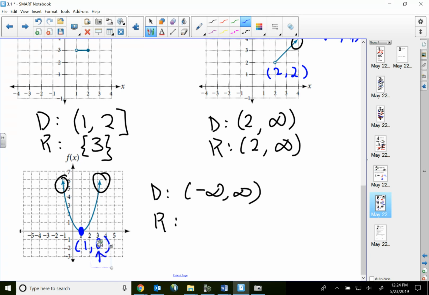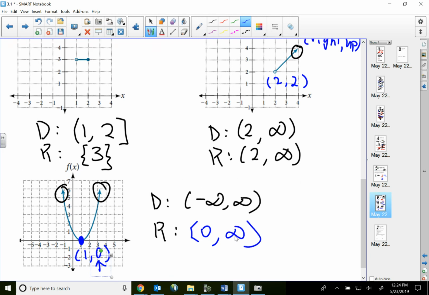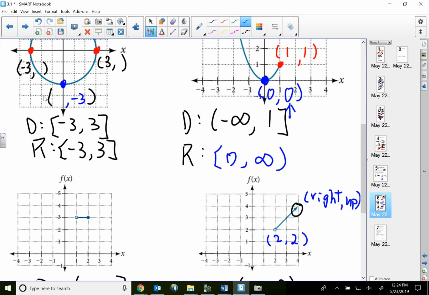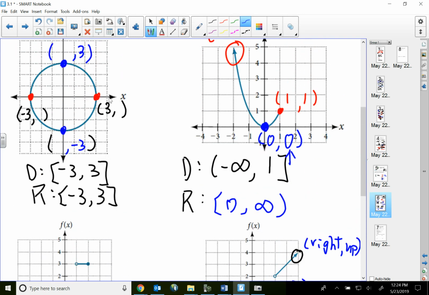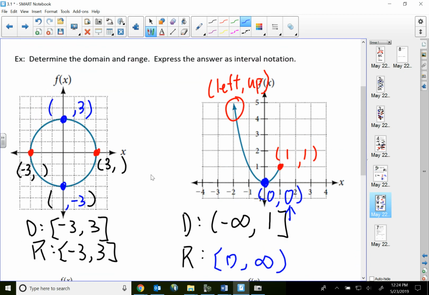Since I'm talking about range, I need to focus on my y value. My y value starts at 0, and that point is on the line, so we use a bracket. This is from 0, keep on going up to infinity. These problems are not too difficult because I can actually identify the points that are given to us to know where my domain and range begin and end.